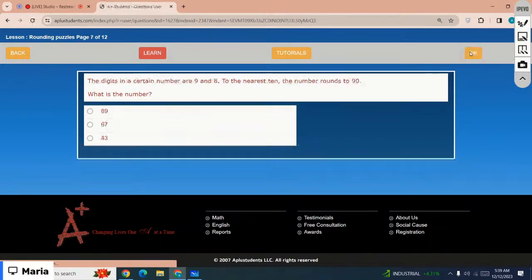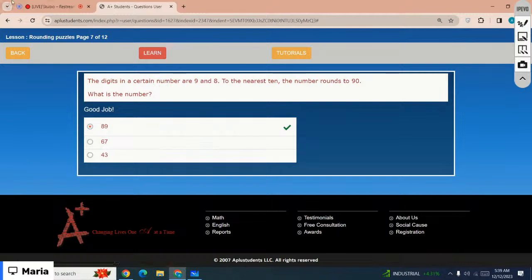Okay, the next one is the digits in a certain number are 9 and 8. To the nearest 10, the number rounds to 90. What is the number? That is 89. 89 is rounded to 90. Okay, you can complete the lesson by yourself later today.